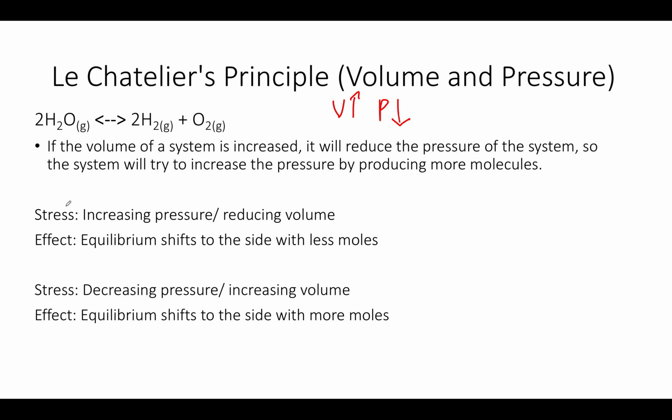So when you're looking at volume and pressure relationships, you have two options. Either you're increasing the pressure, which is also reducing the volume. In that case, you're going to go to the side with less moles, meaning you want to raise the volume of what you have, so you're going to go to the side where there's less of it in order to increase the volume. If you decrease the pressure, you're increasing the volume. So you're going to shift to the side with more moles to decrease the volume.